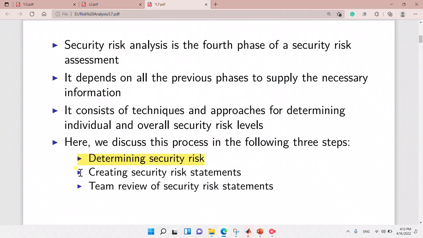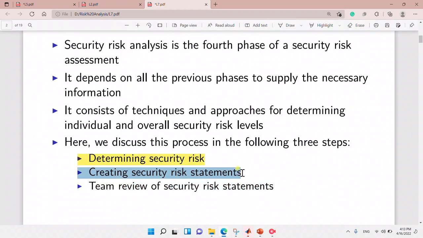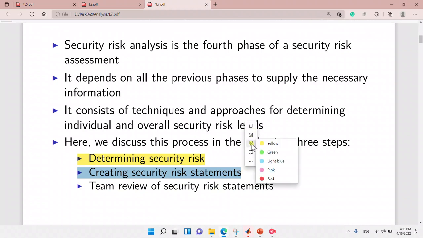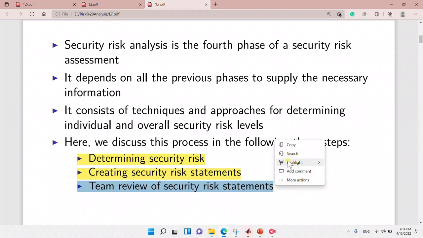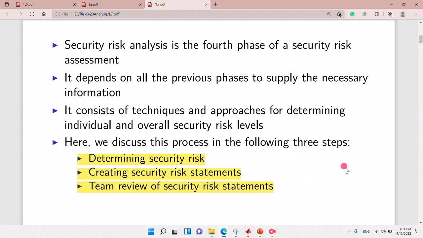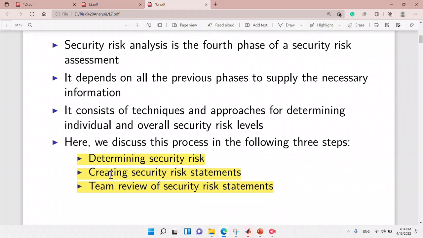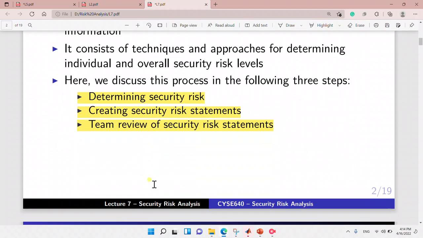بعدين تاني إشي حنعمله ال creating security risk assessment. بعدين بنعمل team review of security risk assessment. So we find the security risk, we assess, we create security risk statements, and then we review these statements.